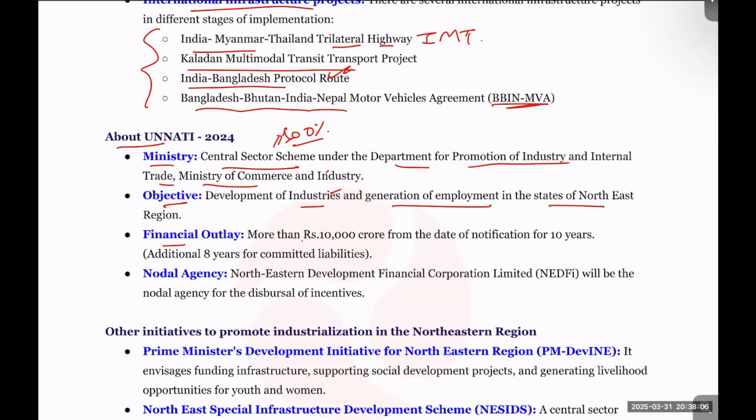Financial outlay is approximately 10,000 crore. The financial outlay may not be important for your prelims related exam. Nodal agency is important. The Northeastern Development Finance Corporation, NEDFI, will be the nodal agency for disbursing these initiatives.